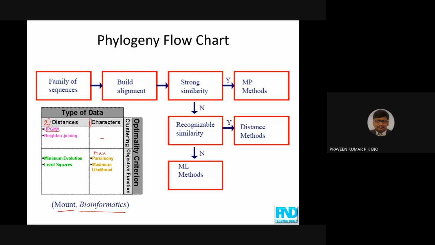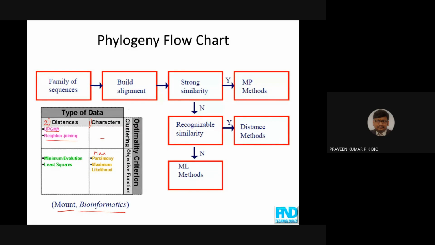Another algorithm is called neighbor joining. This is also a bioinformatics algorithm for construction of phylogenetic trees. Both use the clustering based, distance based approach for phylogenetic tree construction. Based on objective function, we have two more methods under distance based: minimum evolution and least squares. They come under distance based, but also under objective function.